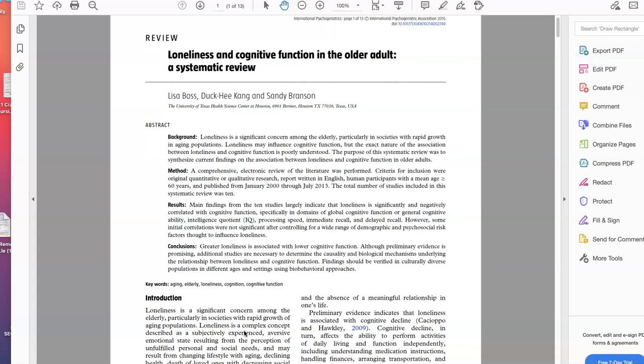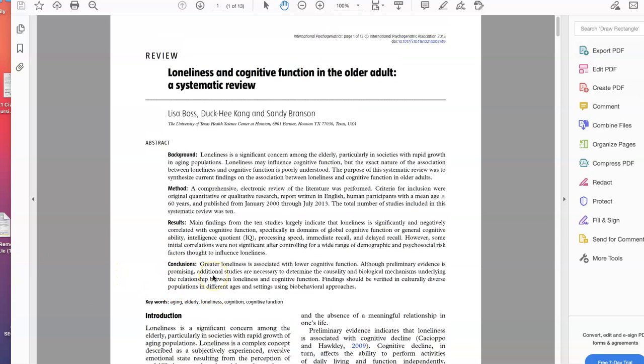I also want to just follow up because many of you were writing an integrative review, but I got the feeling that there was some confusion between what is an integrative review, a systematic review, and a meta-analysis. So I thought I would go over that real quick.